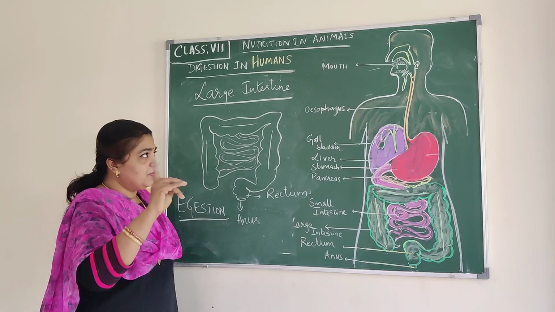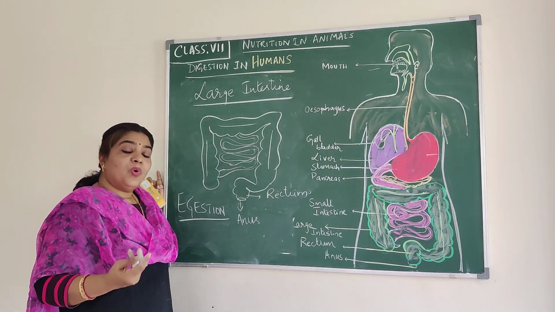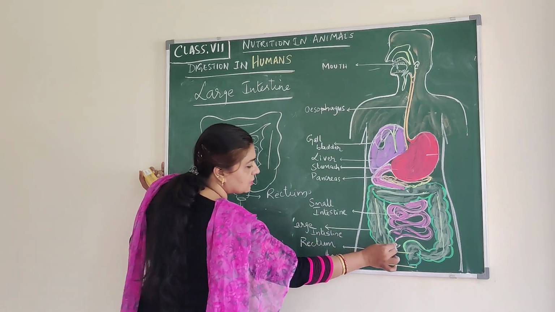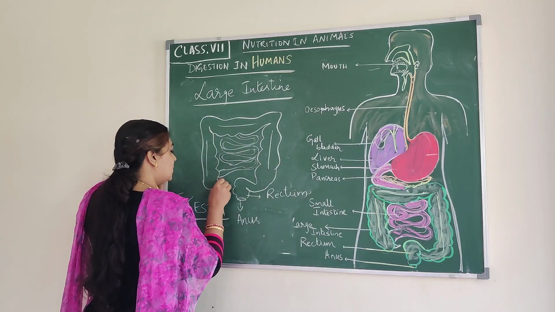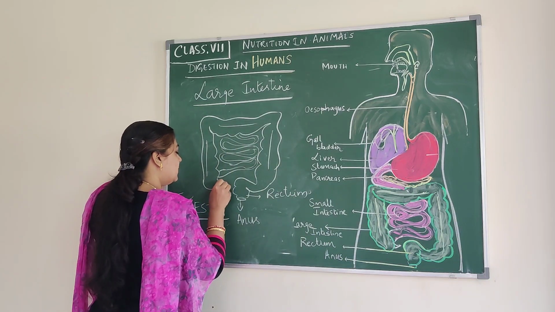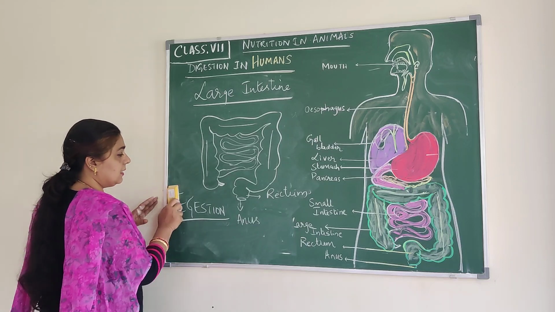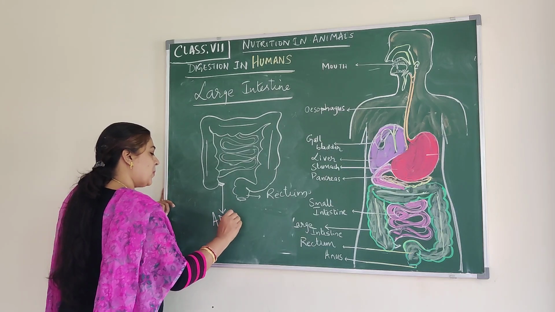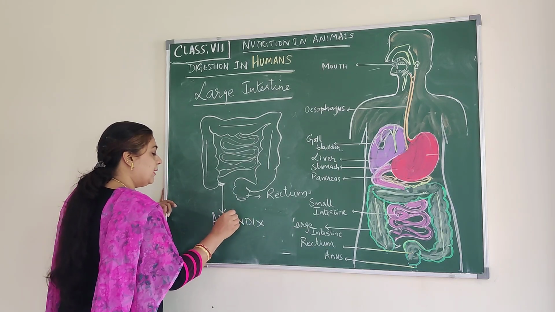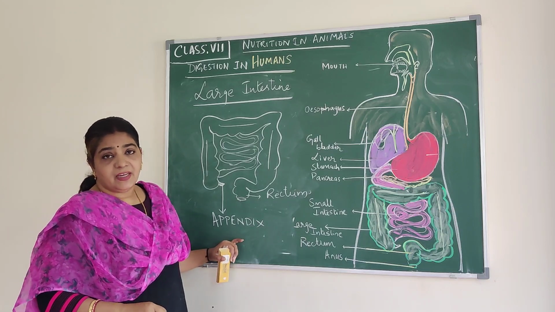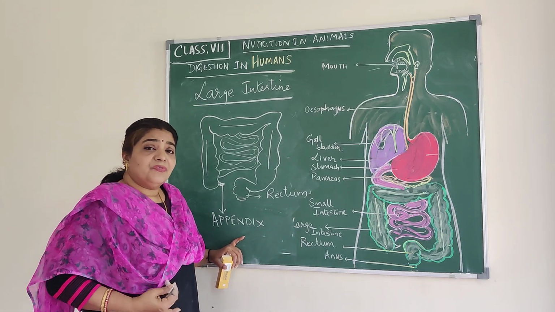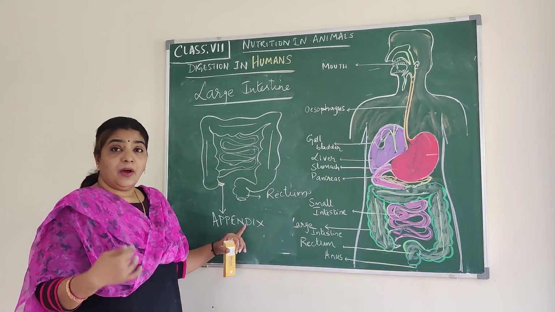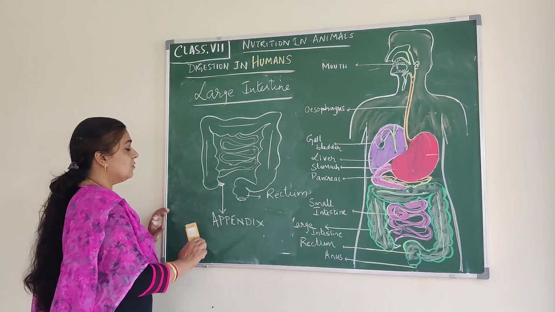Now we understood what happens in our alimentary canal and what are the functions of our digestive gland. One more thing, here there is one structure. Here you can see this structure. What is present in the beginning of the large intestine, we call this appendix. Sometimes the appendix will get infected and it leads to severe abdominal pain. Okay, that is called appendicitis, right? So they have to remove the appendix.